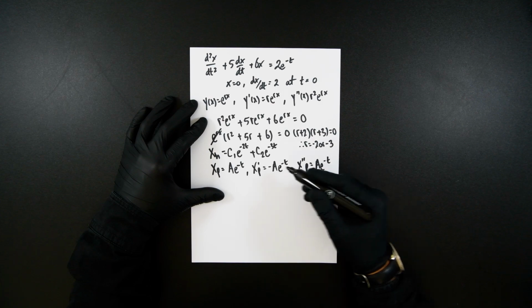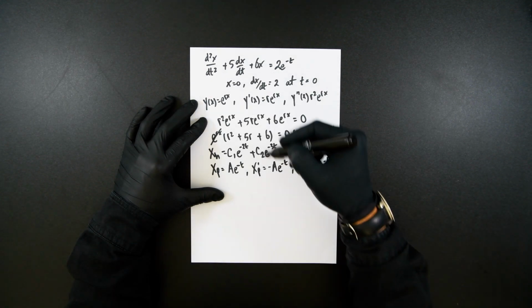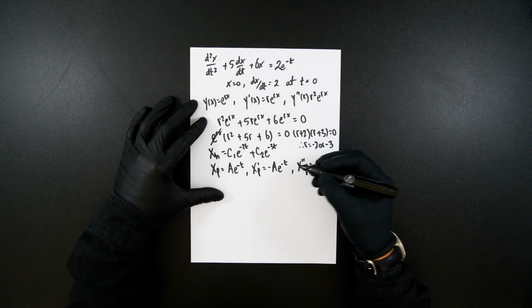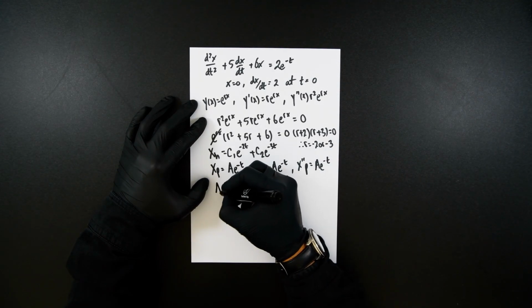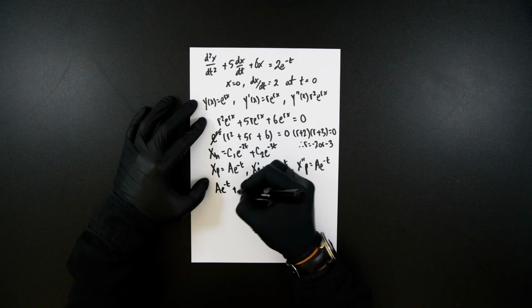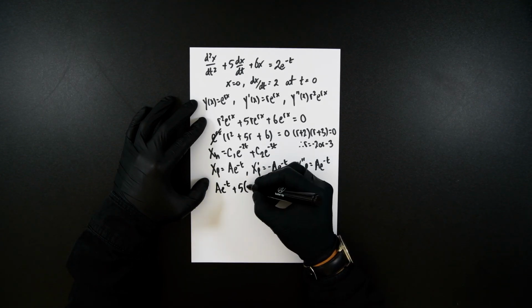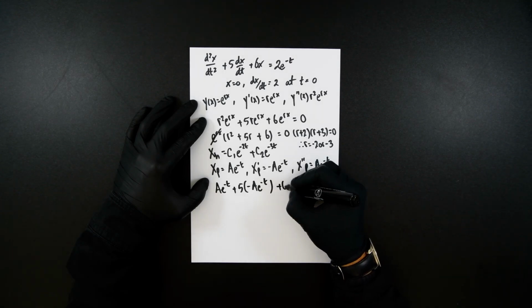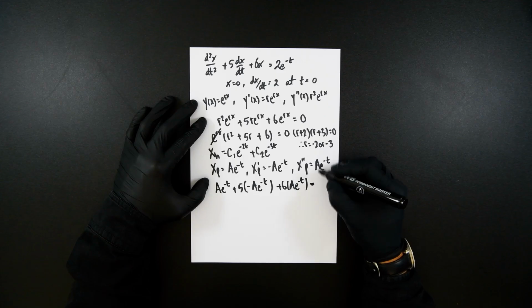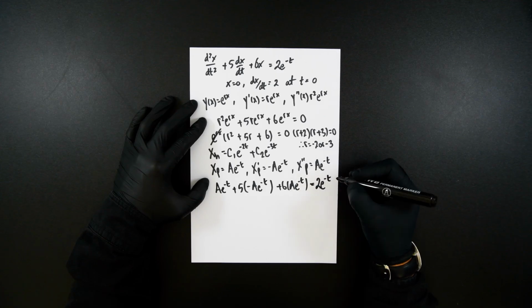We can now take each of these parts and substitute them into the left-hand side, but make sure we equate it to the right-hand side. So you're going to get a e to the minus t plus 5 times minus a e to the minus t plus 6 a e to the minus t, and that's going to be equal to 2e to the minus t.